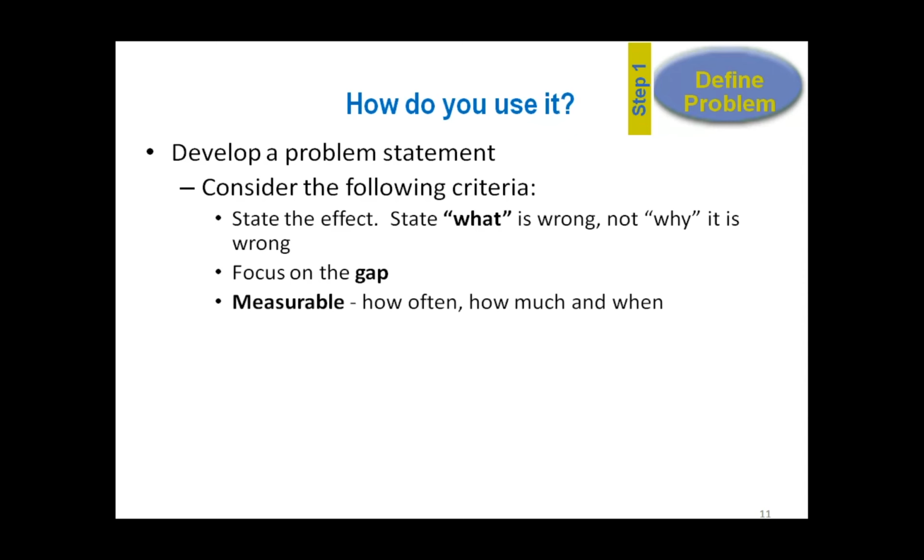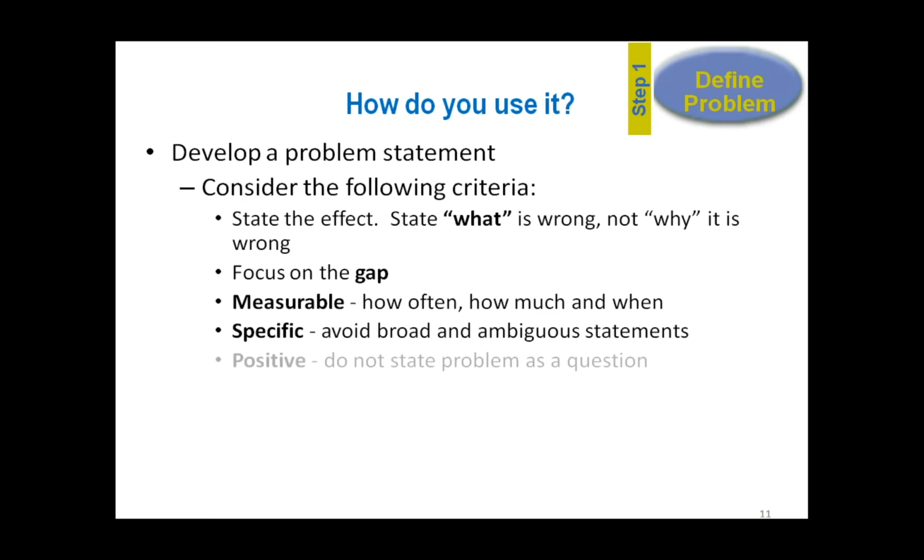It should be measurable. How often does it happen? How much and when? So we say that we have been observing a 15% increase in scratches in the assembly area for the months of October to December 2019, right? So we also add some timeline to that. Avoid broad and ambiguous statements. So we're trying to fine tune as much as possible.